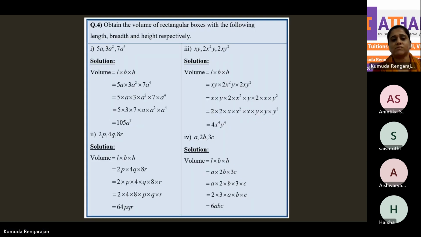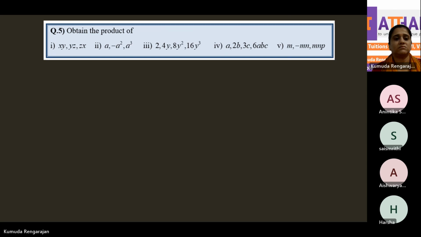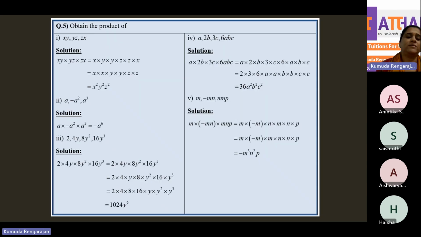Very good. So can you see there are three monomials, no? 5a is a monomial, 3a square is a monomial, 7a to the power 4 is a monomial. 5a represents the length, 3a square represents the breadth, and 7a to the power 4 represents the height. So you need to multiply to find the volume. It's just the product. Obtain the product. So multiplying.